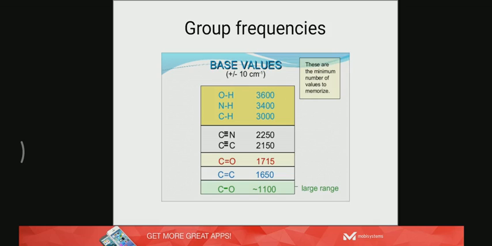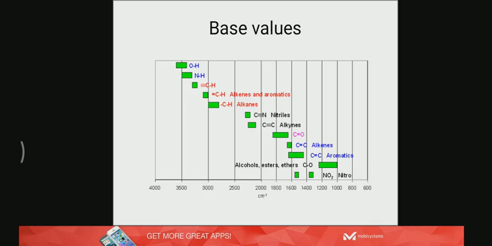Only the important values are shown here, and this table shows a relative place of each functional group. Remember, the IR absorption frequency ranges from 667 to 4000 centimeter inverse. You can see various functionalities coming at various places.